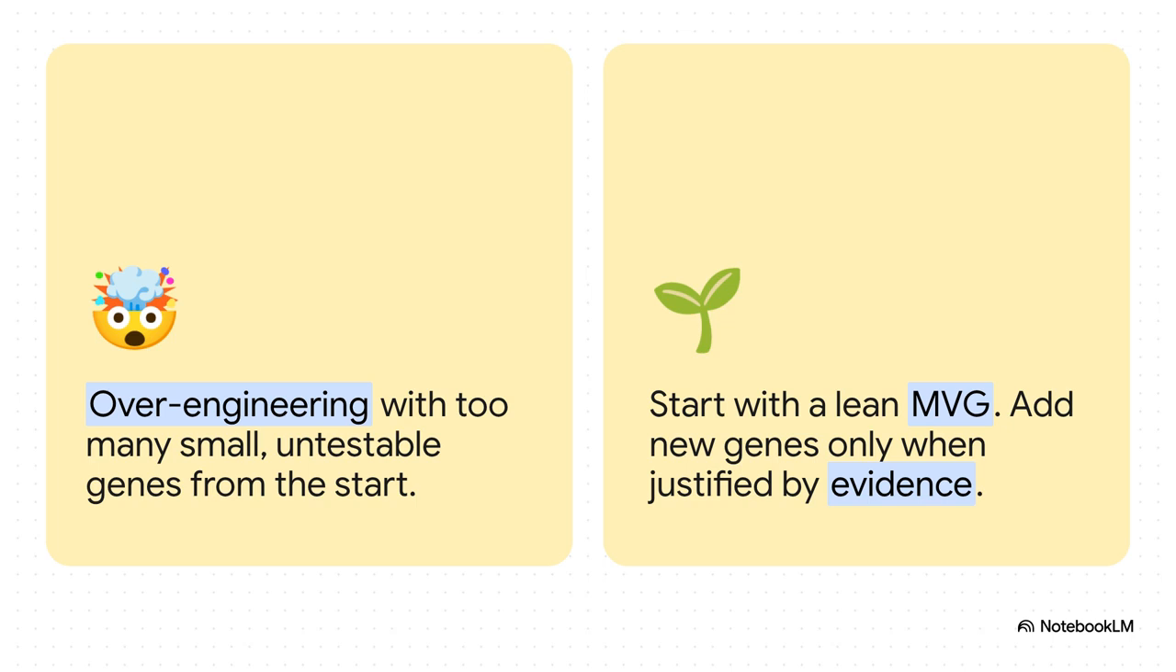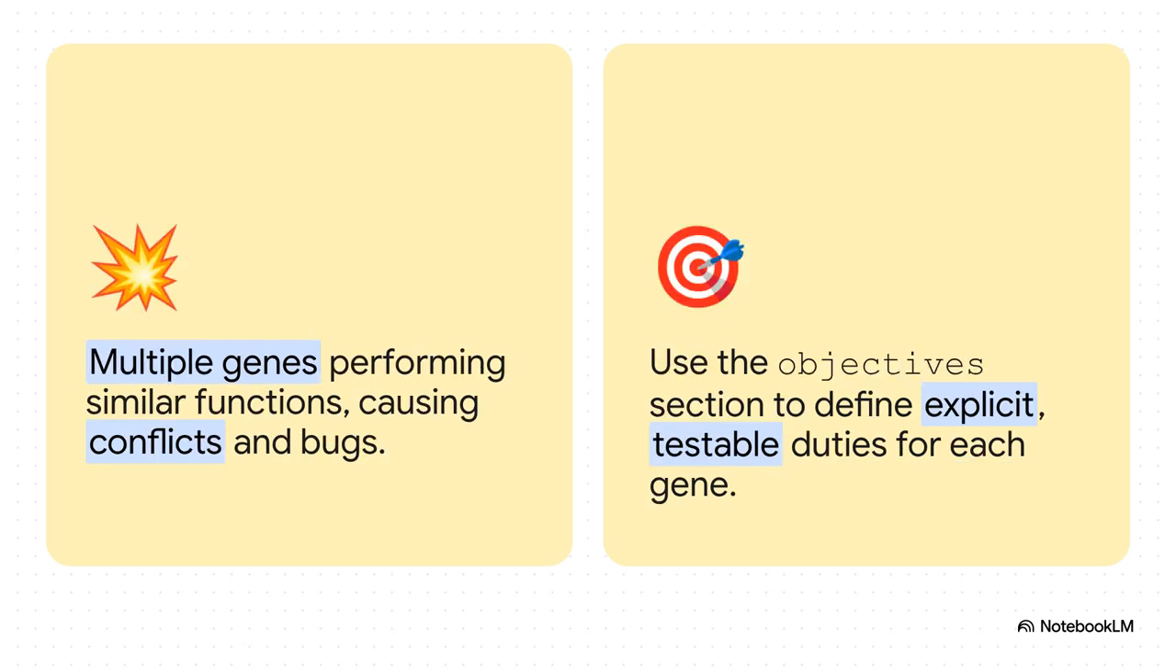The fix is so simple. Just start with that lean MVG. Only add new genes when the evidence, like a failing KPI, forces your hand. Keep it lean. Next up, overlapping responsibilities. This is when you have multiple genes all trying to do basically the same thing, and they start causing conflicts and weird bugs. The fix here is to be super disciplined. Use the objective section of each gene to define its exact testable duties. Make sure every piece of DNA has a unique job.